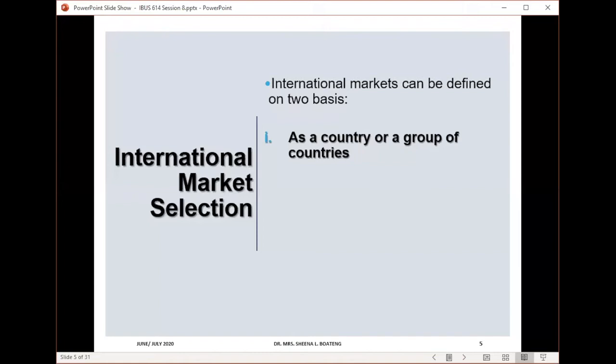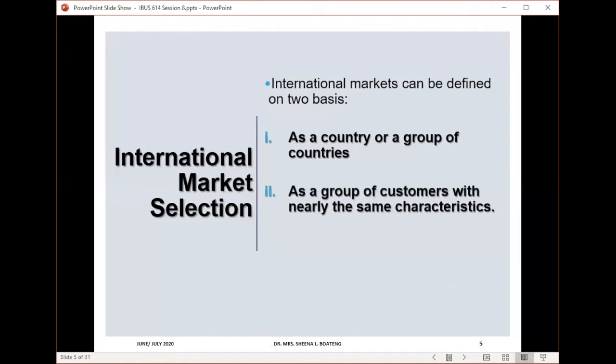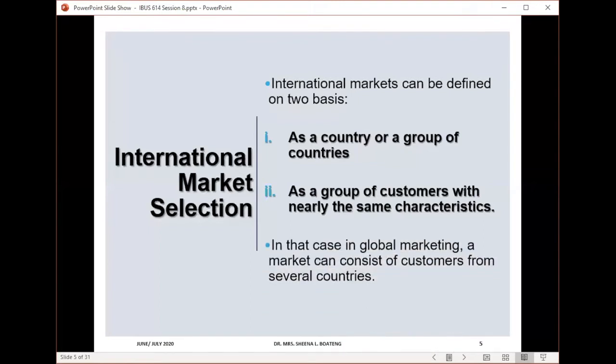However, apart from grouping them based on country or putting together 1 or 2 countries, they can also alternatively look at the international market as a group of customers with nearly the same characteristics. So they would not necessarily take them in terms of geographic context, but they would look at the specific nature of the customers that exist within the countries in these various geographic contexts. So in that case, we realized that we can have customers who are being served by a particular firm who do not necessarily come from the same geographic region, but could come from 1 or 2 or more geographic regions, but are bound together by the characteristics that they share in common.